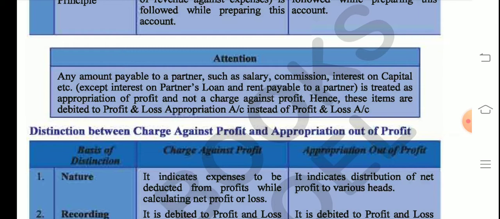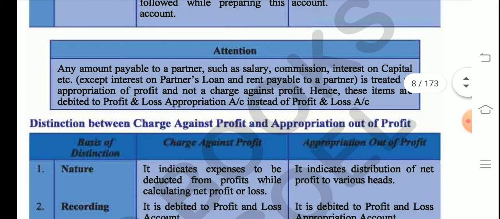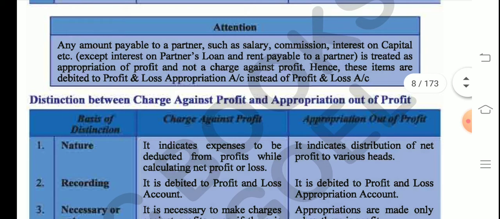Hence, these items are to be debited to the profit and loss appropriation account instead of the profit and loss account. So you'll be wondering why the partner's loan and rent payable to a partner were not written in the profit and loss account, and why they are written in the profit and loss appropriation account. Students, you'll have to understand there are two different things: charge against profit and appropriation out of profit. These two things, partner's loan and rent payable to a partner, are not a charge against profit. That means you have not utilized these items against your earning profit.